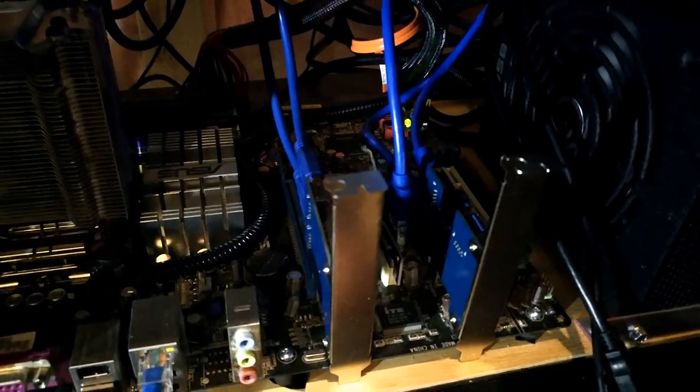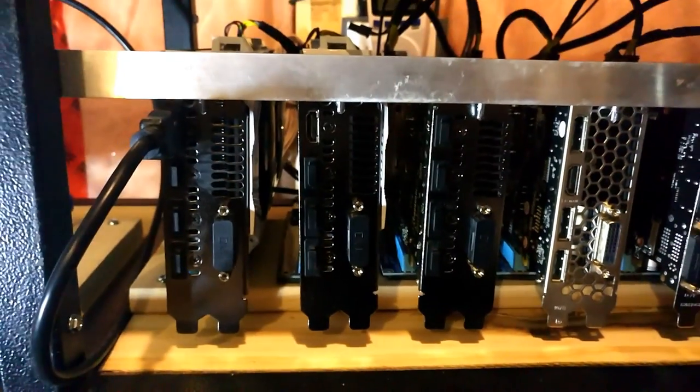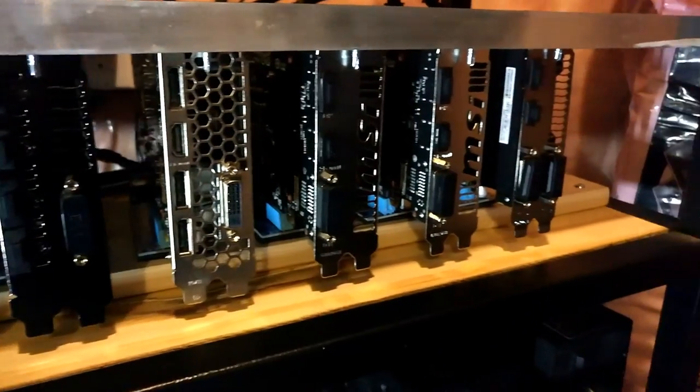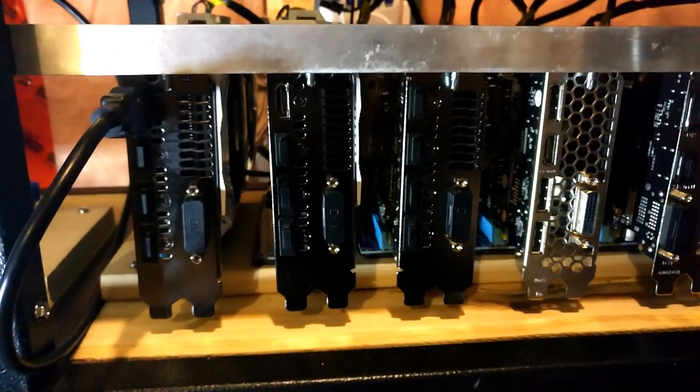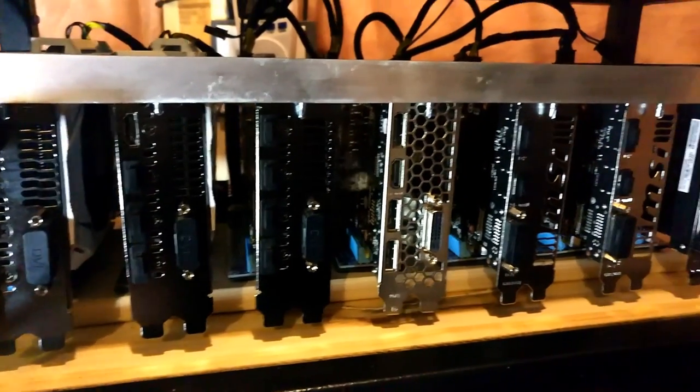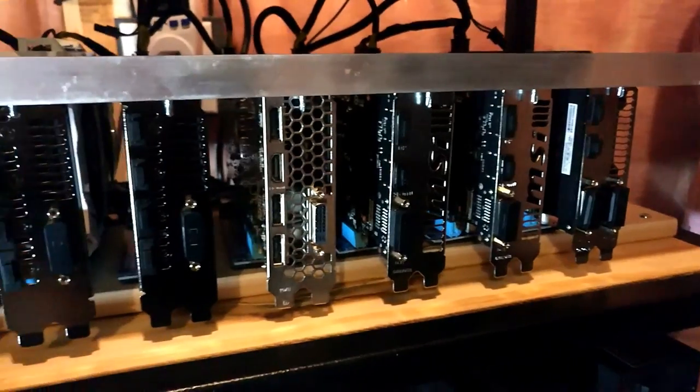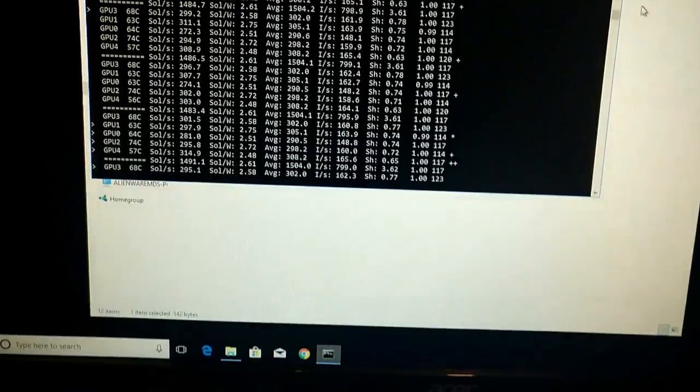So I'm going to show you the rest of the rig. Those are the splitters, obviously. I've got 7 cards, but only 5 hooked up. And that's part of the reason why I want to explain to you about these cards.